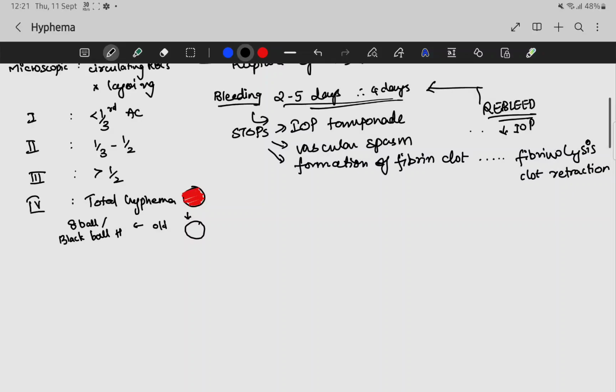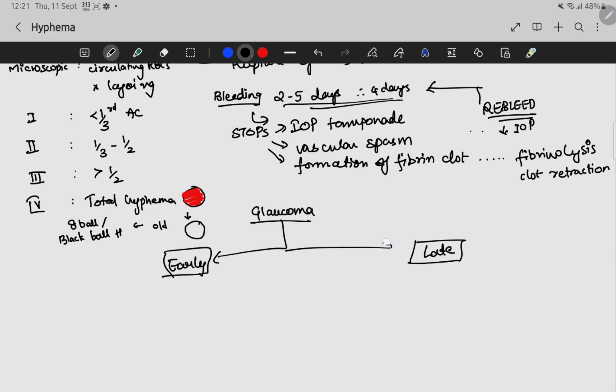So coming to glaucoma here. So there is early glaucoma or late glaucoma. So the etiology is different. So this is a secondary glaucoma because this is secondary to bleed, or there is some pathology inside the eye, right? So the early glaucoma is due to the blockage of trabecular meshwork by the red blood cells, or in case of the large hyphemas, there is pupillary block.